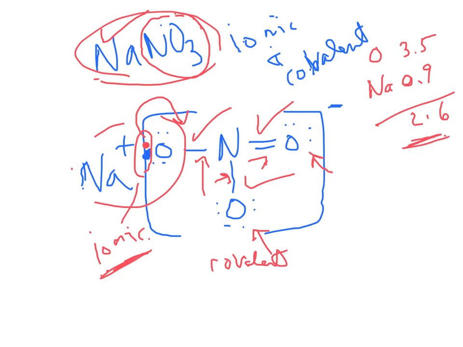So you can actually have both ionic and covalent bonding within the same compound. For these, you have both polar covalent and ionic. We already did the subtraction between nitrogen and oxygen. So you have polar covalent and you have ionic all within one molecule.